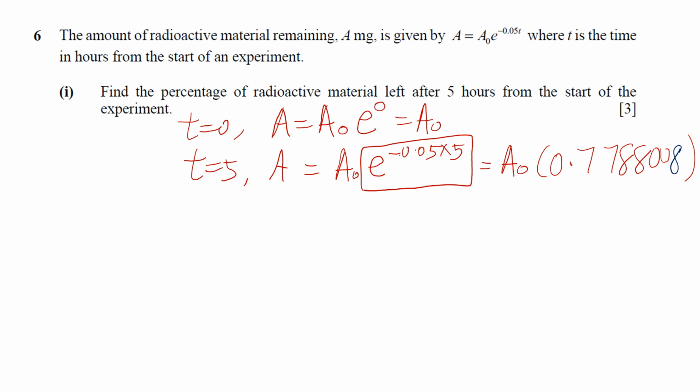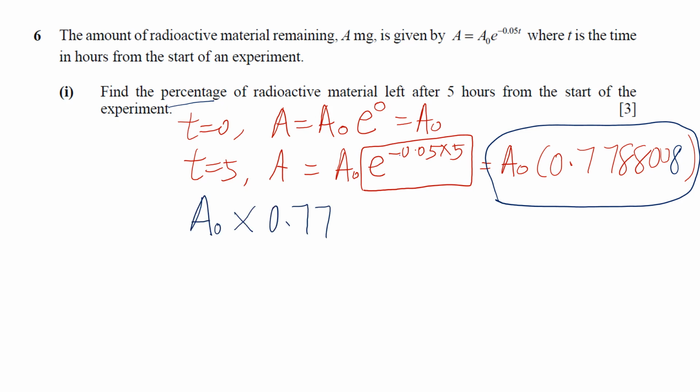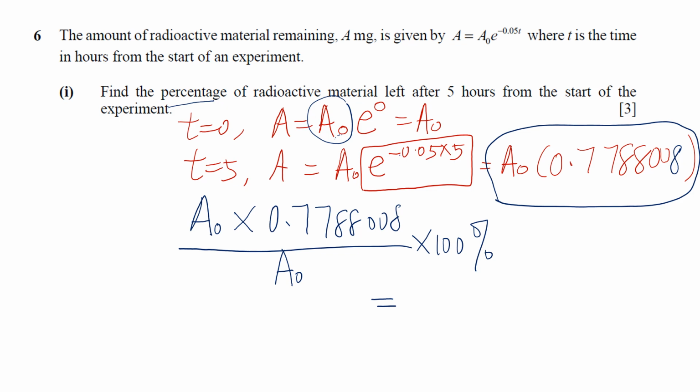All right, find the percentage of radioactive material left. So how do you find percentage? Percentage is the final one divided by the initial one times 100%. Your final one is this value here, which is A subscript 0 times 0.7788008, over your initial, which is A subscript 0, then times 100%. So this and this divide each other, this gives you 1. Those 100% will give you 77.9%.